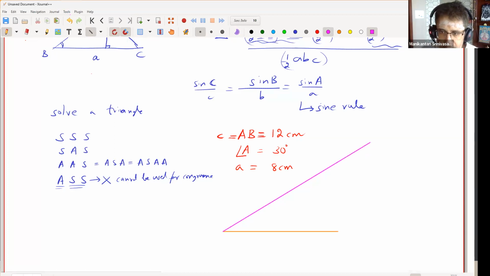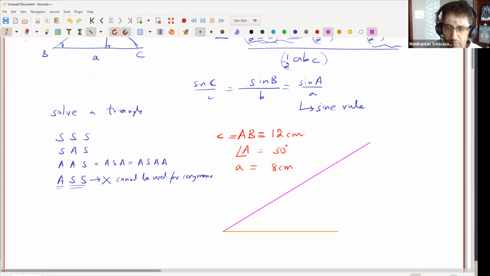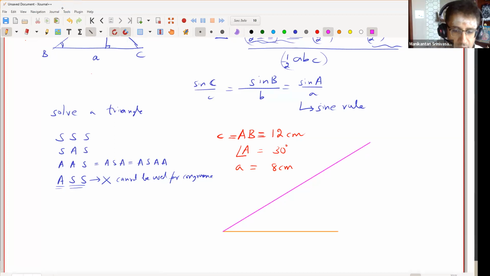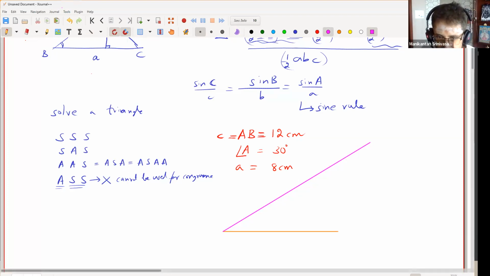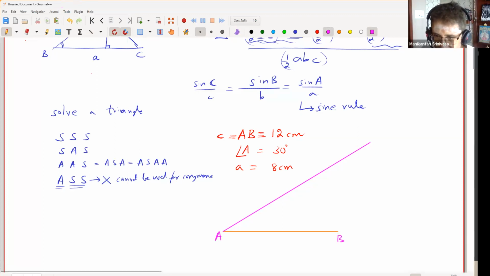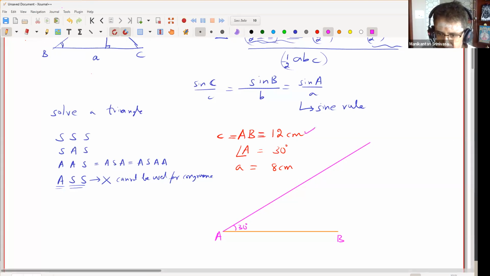Say this is a 30-degree line. Okay. So I have to label, right? This is A, this is B, and this is 30 degrees. So I've done this part. This is 12 centimeters. Okay, I've marked off this 30 degrees I've drawn.